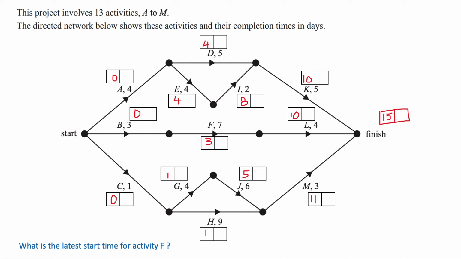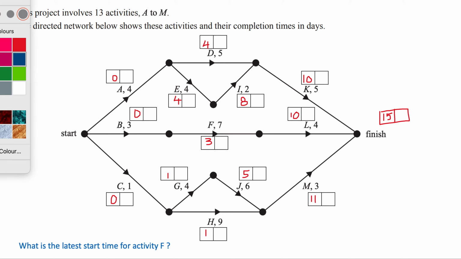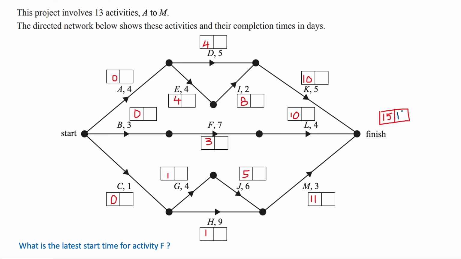To get the latest start times, I'm going to use a different color here. What we do to begin with is say, well, we want to make sure that we finish after 15 days. We want to make sure that we're not delaying the finish. So whatever the number was for the earliest start time, we put the same number in the second box to say we want to finish at 15 days. As we work our way backwards, we fill in the latest possible time that the activities can start, but still making sure that the whole thing's going to finish in 15 days.